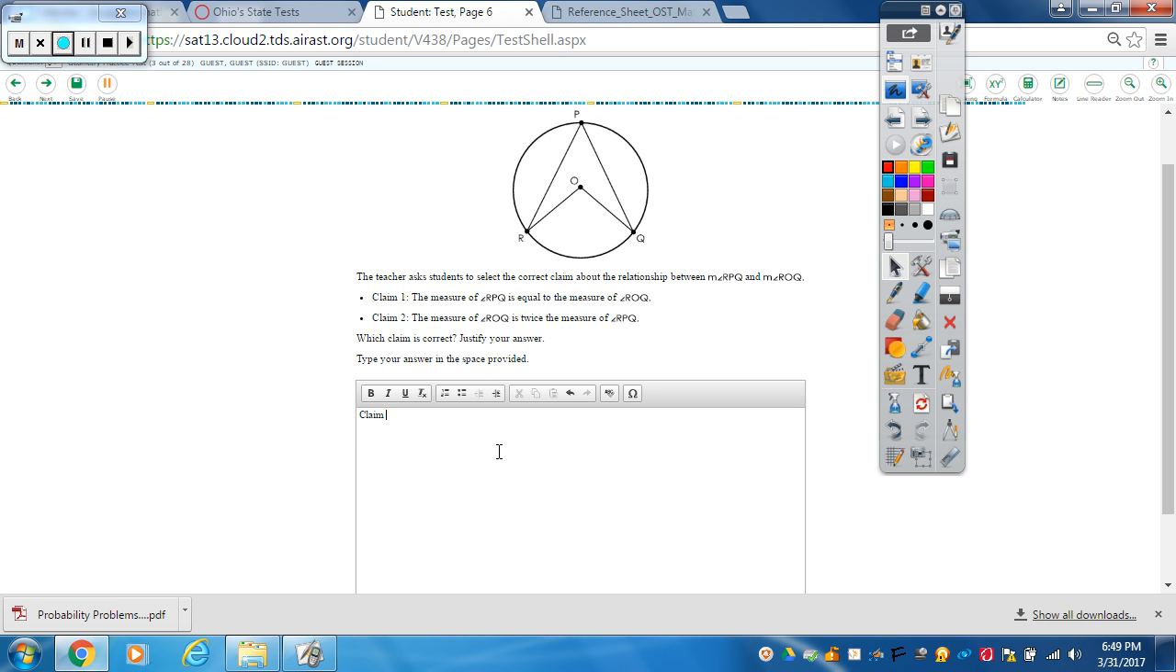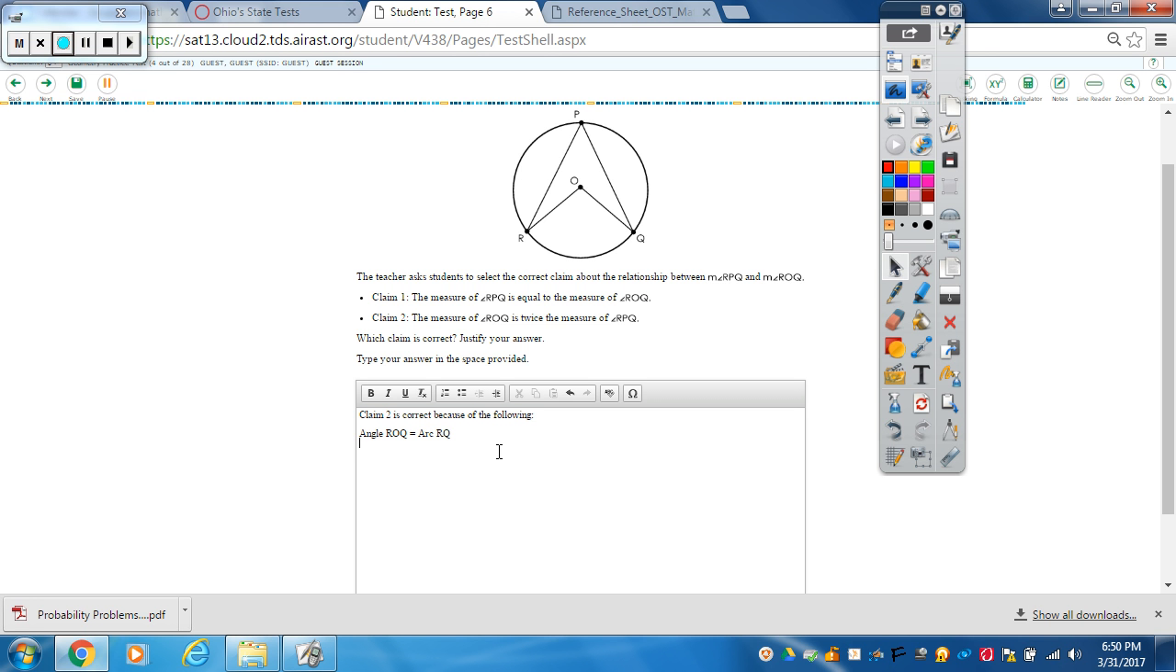Claim number 2 is correct because of the following. Angle ROQ equals arc RQ. And I got kind of wordy when I was writing out my notes. I said the measure of the central angle is equal to the intercepted arc. I'm not sure that's necessary, but at least tell the reader that you know that those are equal. Build a little proof here.